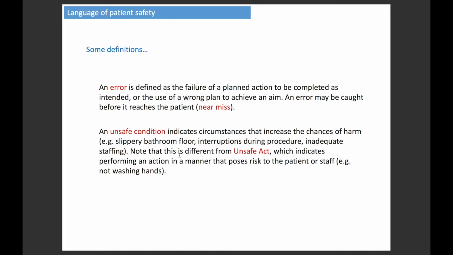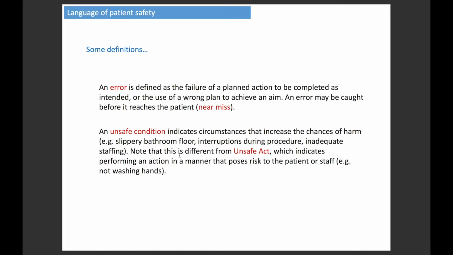Let's say the pharmacy wasn't staffed in the place where they were doing antibiotics. They end up in a rush and they mislabel. That could create an unsafe condition for a patient down the road. That's very different from an idea called unsafe act, which indicates performing an action in a manner that poses risk to a patient or staff.